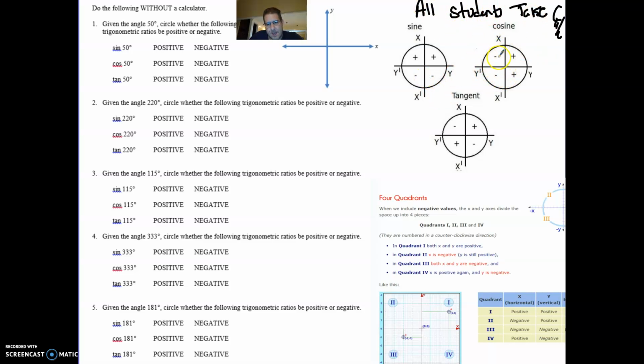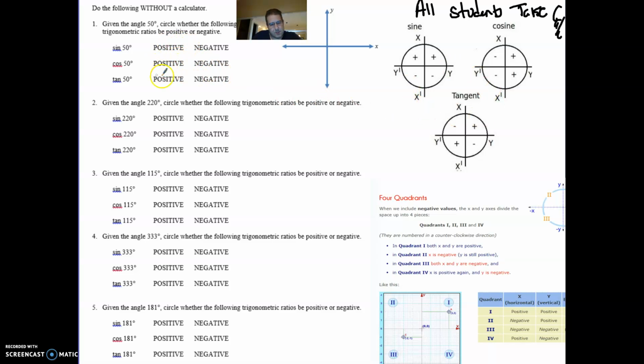All Students Take Calculus means that all of them are going to be positive in the first quadrant. Only sine is positive in the second quadrant. Only tangent is positive in the third quadrant. And only cosine is positive in the fourth quadrant. So it's All Students Take Calculus. It tells you which one's going to be positive in which quadrant.